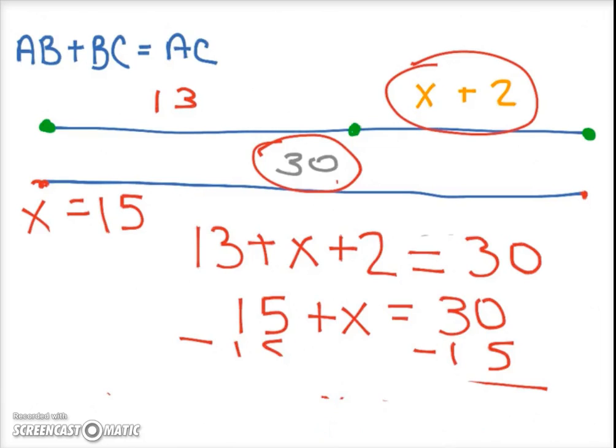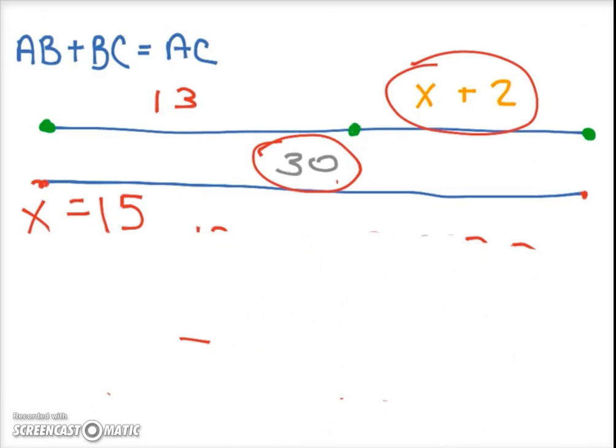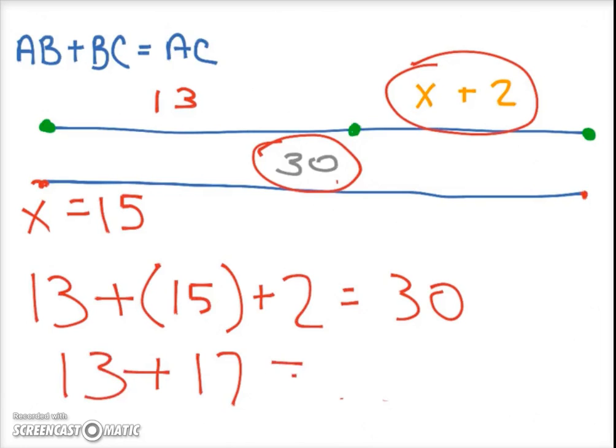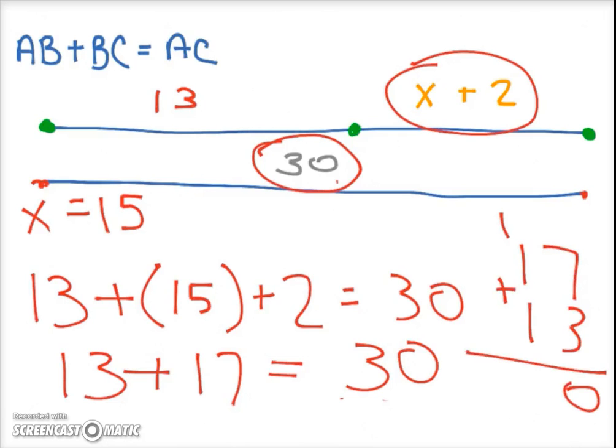Now, if we wanted to check our work, we could go like this. Just insert it into our formula. So for AB, we have 13 plus x plus 2, so 15 plus 2, and that all equals 30. So 15 plus 2 is 17, plus 13 equals 30. And we know that 17 and 13 equal 30. So we know that our answer is correct.